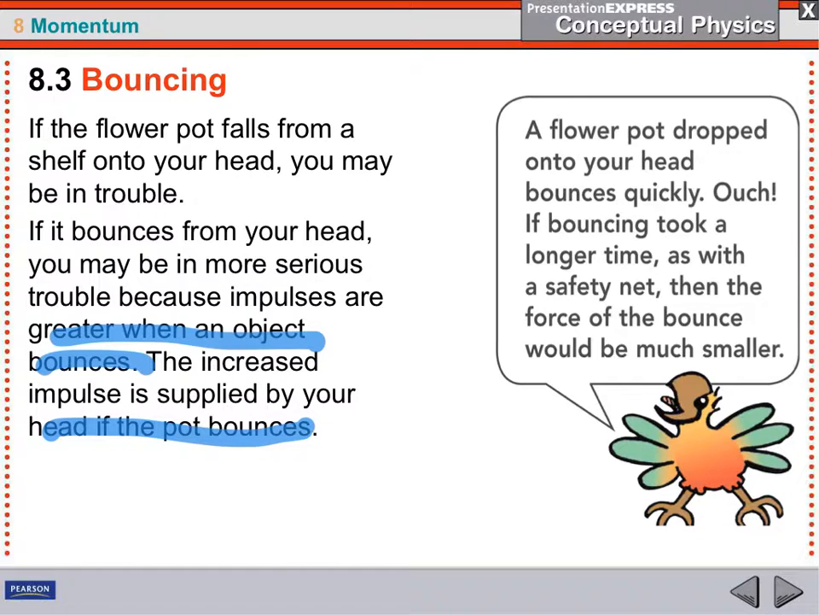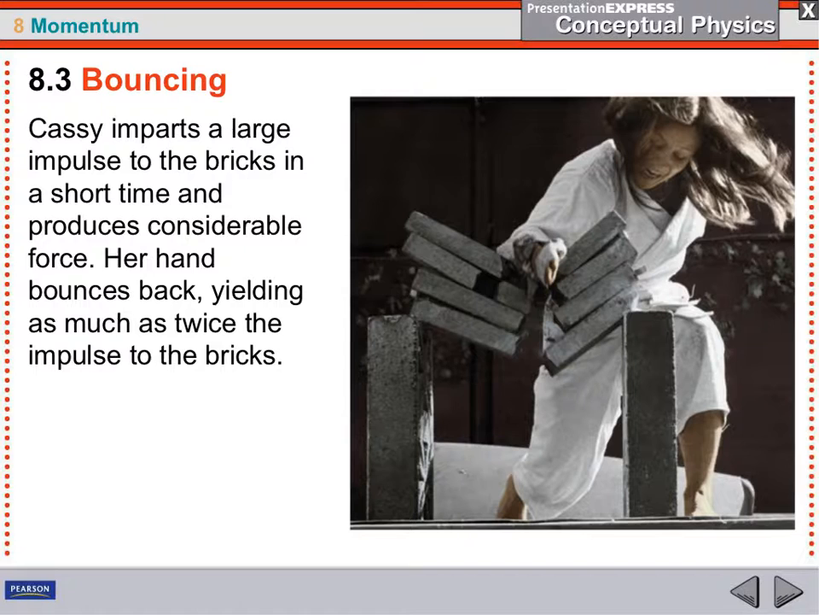So remember back to yesterday. If a flower pot dropped onto your head bounces quickly, that's going to hurt. If bouncing took a longer time, as with a safety net, then the force of the bounce would be smaller. Here, a student imparts a large impulse to the bricks in a short time and produces considerable force. Her hand bounces back, yielding as much as twice the impulse to the bricks.